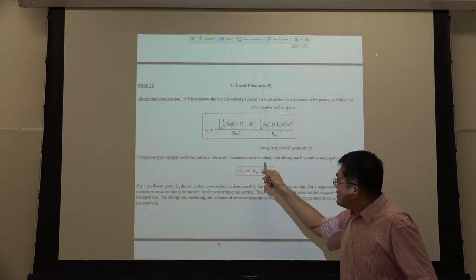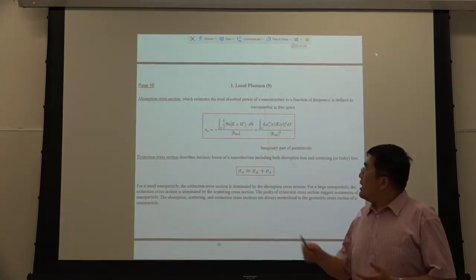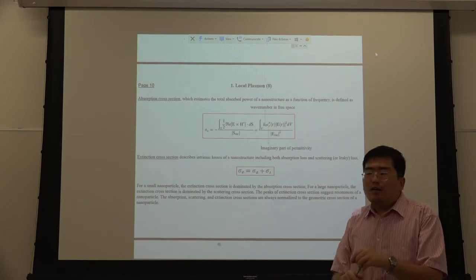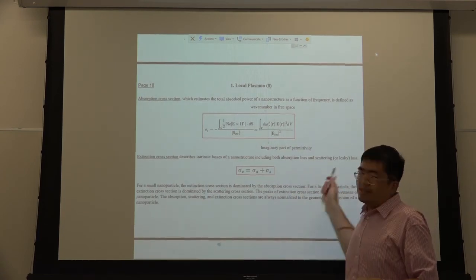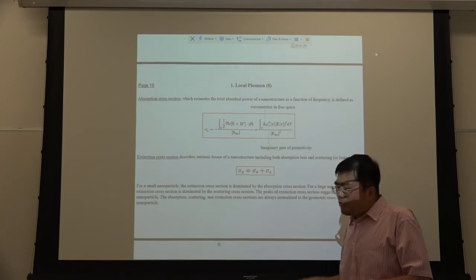So extinction cross section just pulls them together. It's an intrinsic loss. The loss has two parts. One is absorption loss, and another is scattering loss. This extinction is quite similar.